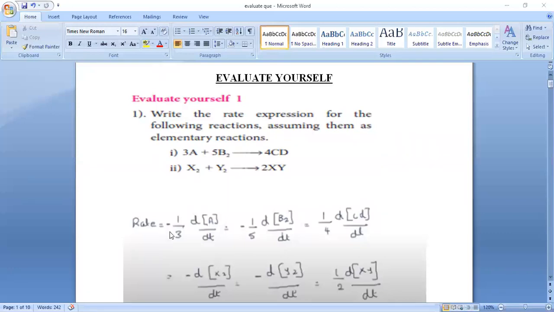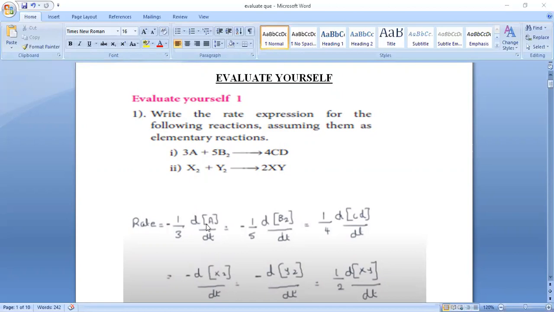So rate equal to minus. Why are we putting minus for the reactant? Once the reaction has started, the concentration of A and B2 becomes decreasing. So only we are introducing that minus here. And then the 3, that is the coefficient. We need to write the coefficient in the reciprocal form. So minus 1 by 3 d of A in square brackets, because that is the concentration.